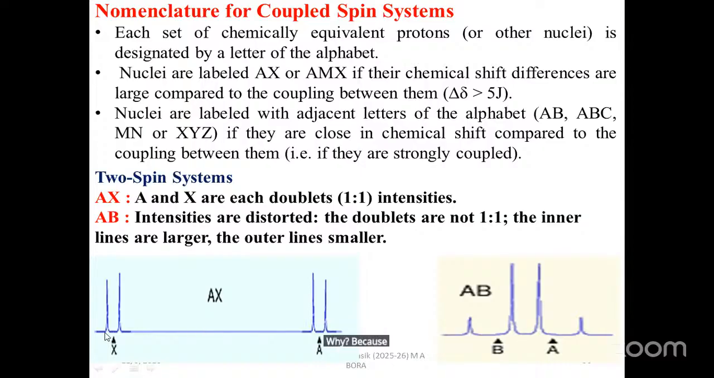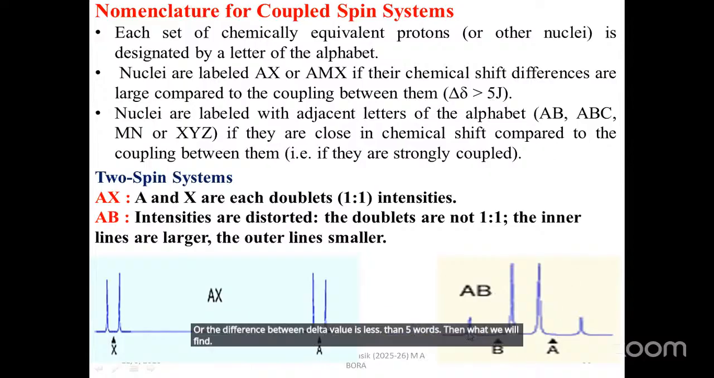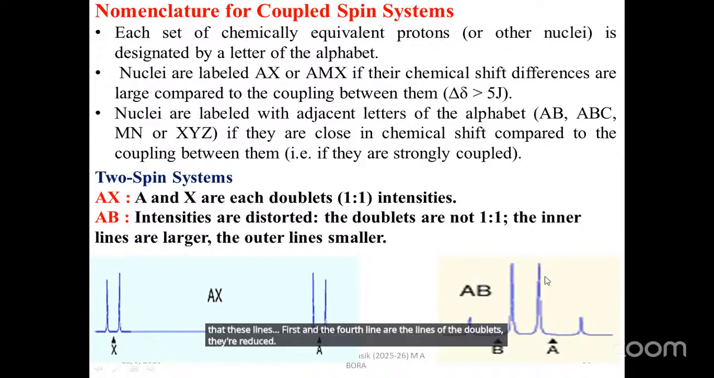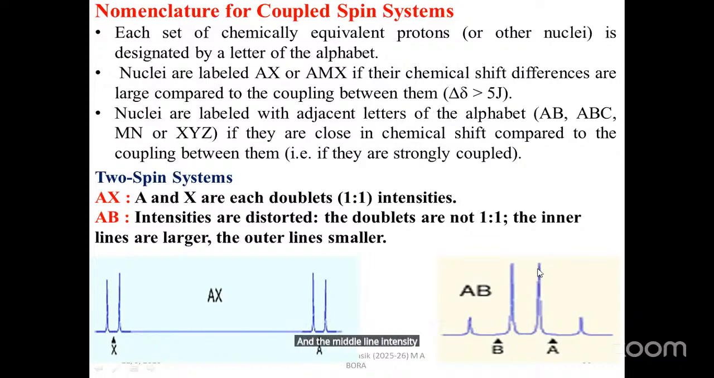Because their chemical shift difference is very high, more than 5 hertz, or you can say the distance is very high, therefore two well separated doublets will be observed. But if they are very close and the difference between the delta values is less than 5 hertz, then you will find that the first and the fourth lines of the doublet are reduced and the middle line intensity increases. This is called distorted doublets.